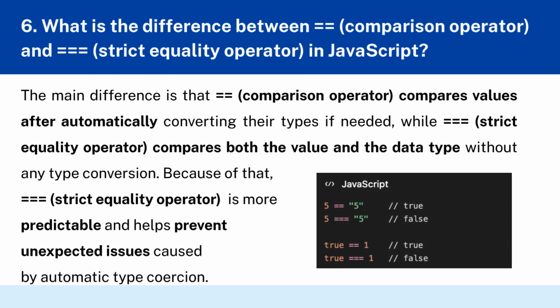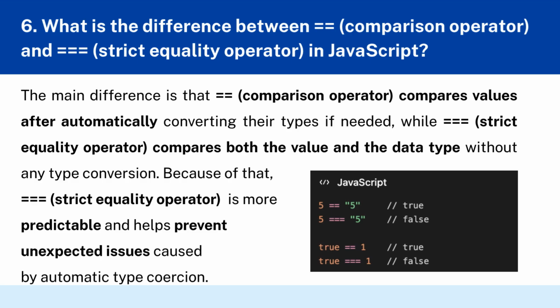What is the difference between the comparison operator (==) and the strict equality operator (===) in JavaScript? The main difference is that the comparison operator compares values after automatically converting their types if needed, while the strict equality operator compares both the value and the data type without any type conversion. Because of that, the strict equality operator is more predictable and helps prevent unexpected issues caused by automatic type coercion.